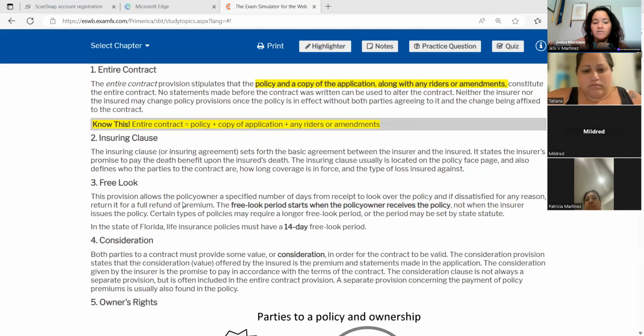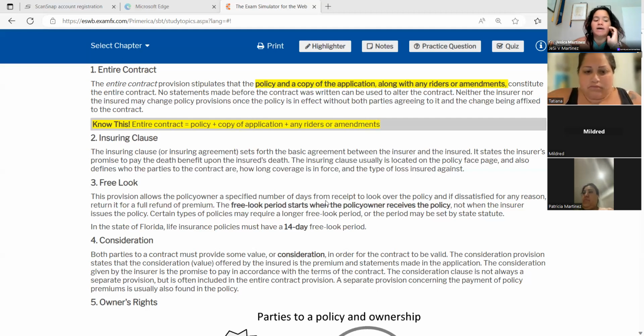The free look allows the policy owner a specified number of days from receipt to look over the policy, and if dissatisfied for any reason, return it for a full refund of premium. In the state of Florida, this is something to remember, and you will see it on the exam. A free look in the state of Florida is 14 days. And that's any contract, not just life insurance. If you sign a contract today with anybody in the state of Florida, legally you have 14 days to decline it, void it, anything, for a full refund of the amount that you had given. Okay.